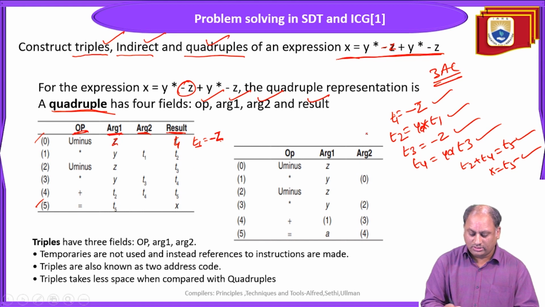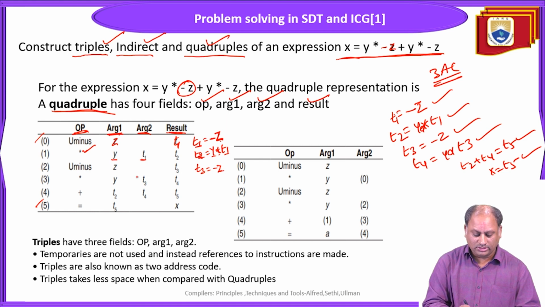Whereas in the second one, T2 equal to y star T1. Here the result is T2 and the operands are y and T1. So the first argument is y, the second argument is T1, and the operator performed here is the star operation. And for the third one, T3 equal to minus z. We already performed T1, which is the same as T3 also. So T3 stores the result, with unary minus, and z is argument 1.